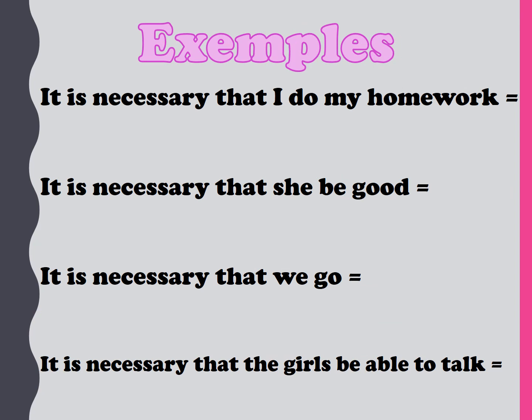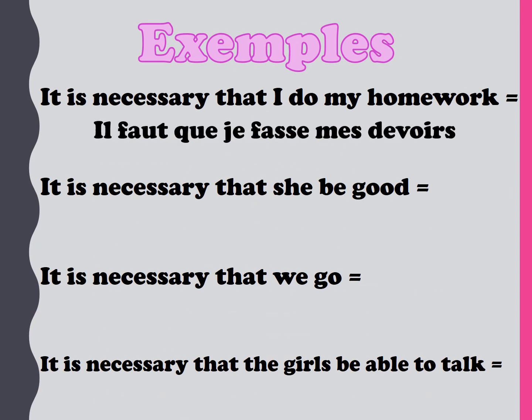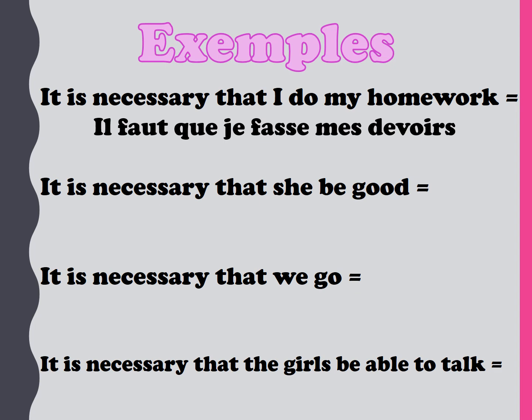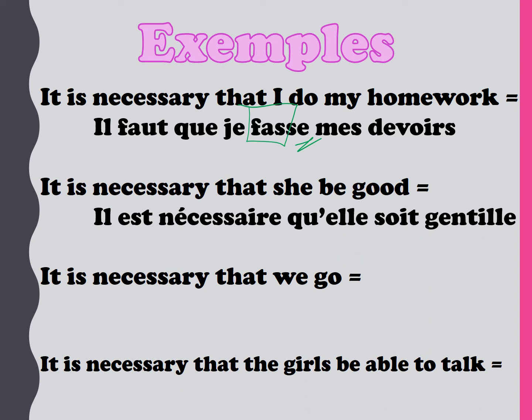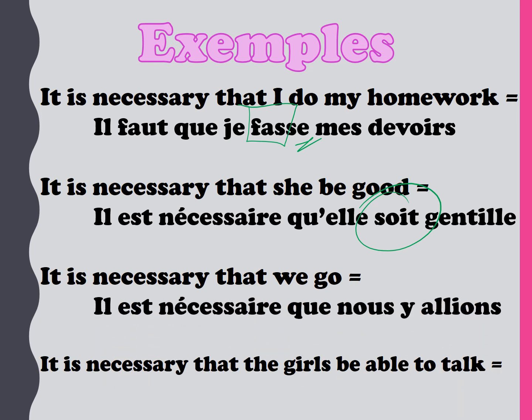So let's do a few more examples. It is necessary that I do my homework. Il faut que je fasse mes devoirs. This is irregular, and then I add the E ending. It is necessary that she be good. Il est nécessaire qu'elle soit gentille. This is irregular. It is necessary that we go. Il est nécessaire que nous y allions.